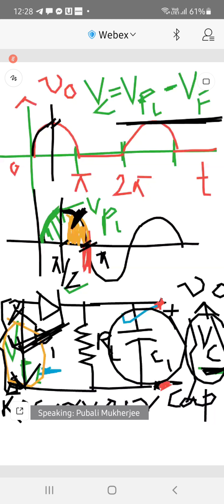After that, what is going to happen? I'm marking in blue in the input waveform. You see that the value of the input waveform is decreasing from VPI minus VF, see, to 0.